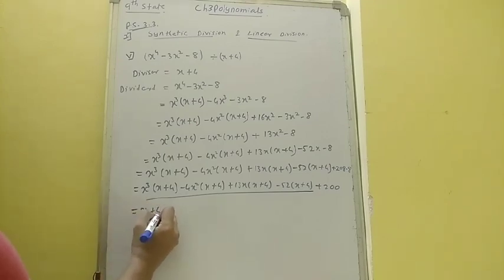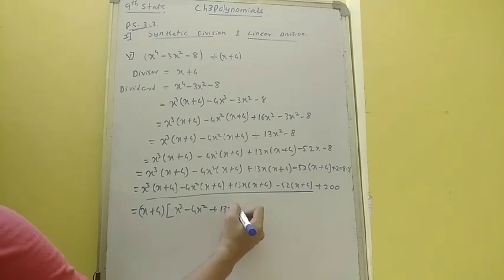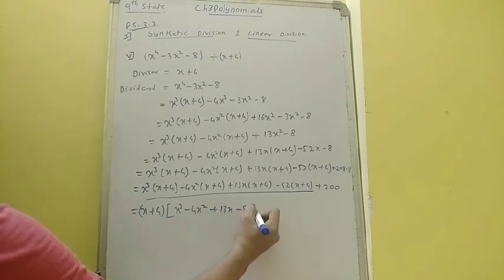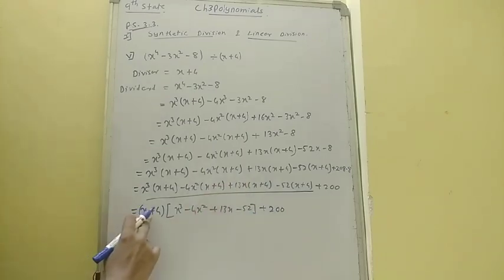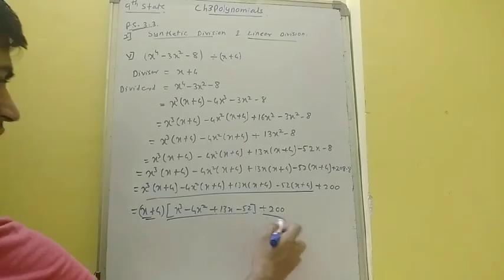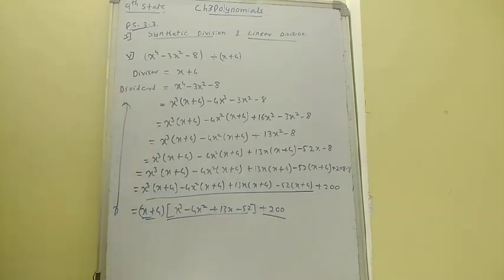We will take x plus 4 common. What is remaining inside? x cube minus 4x square plus 13x minus 52 plus 200. Okay, so this is a divisor. Divisor multiplied by quotient plus remainder is dividend. Okay, so there was no space over here, so it is dividend over here. Very clear? So this was the fifth one.